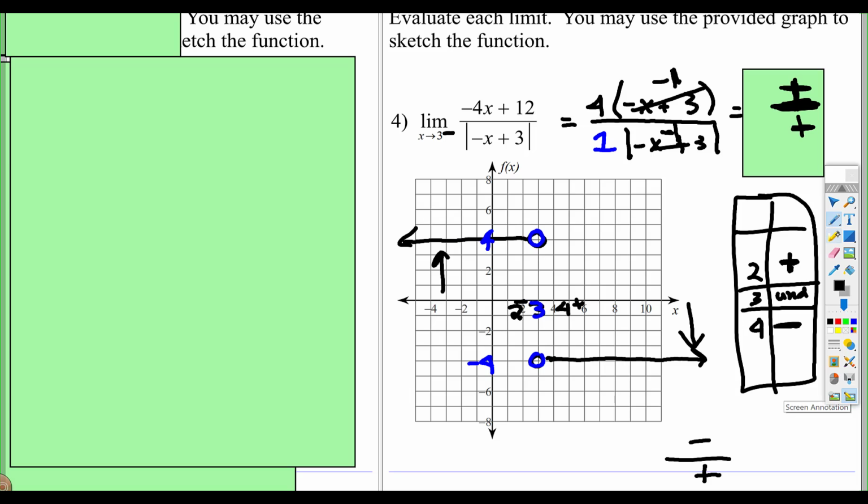And then we just have to look as we're approaching 3 from the left side. So the left side is the 2 value. We're up here at a height of 4.